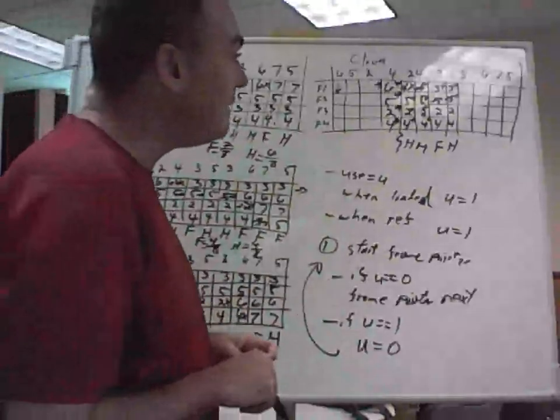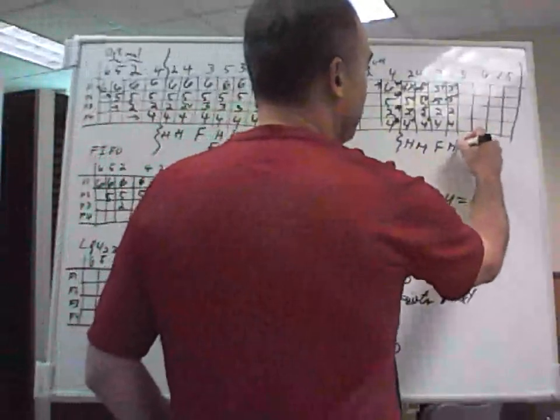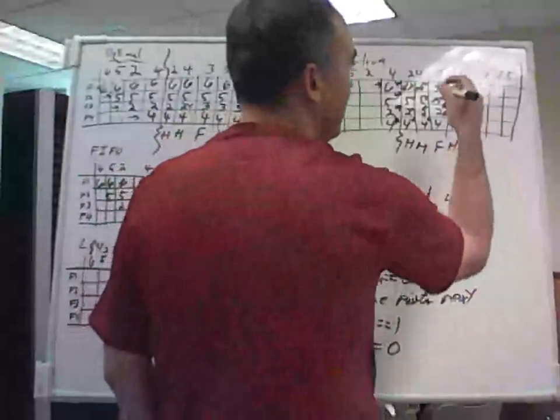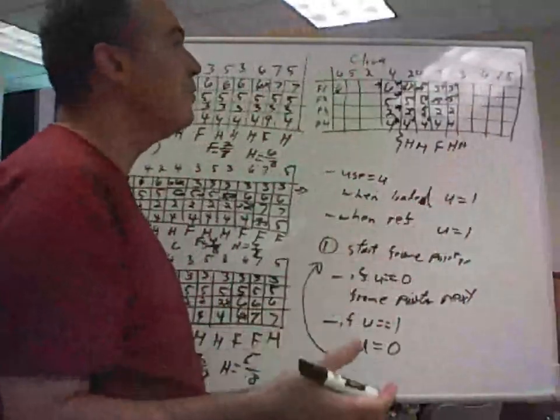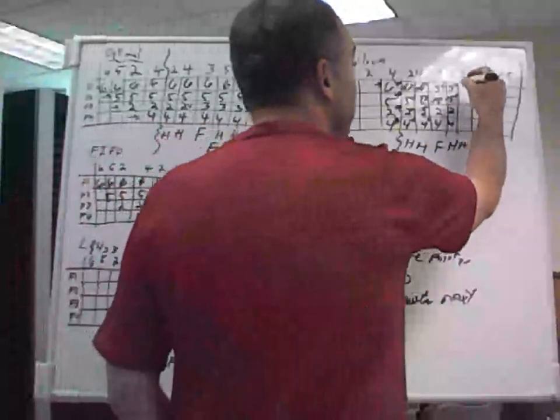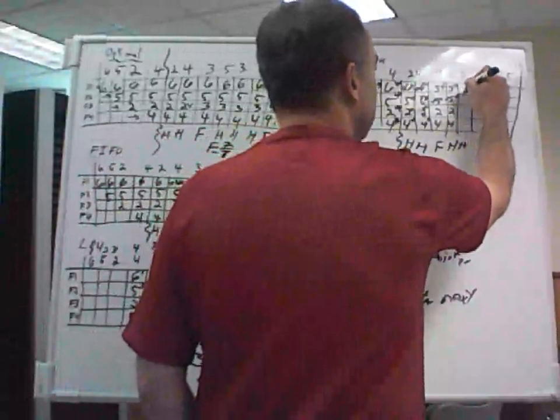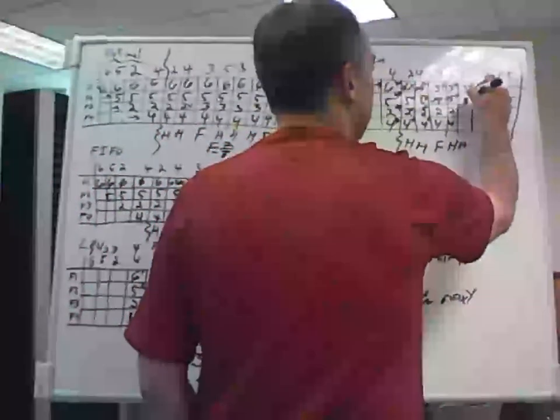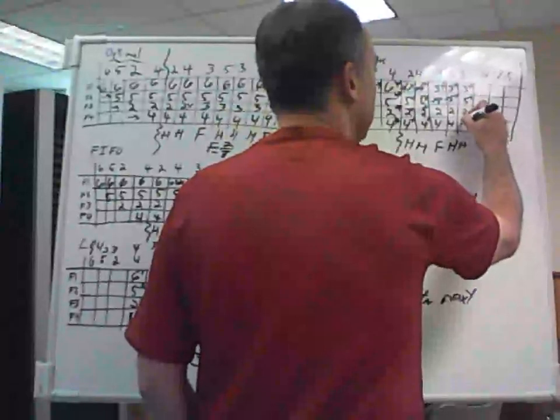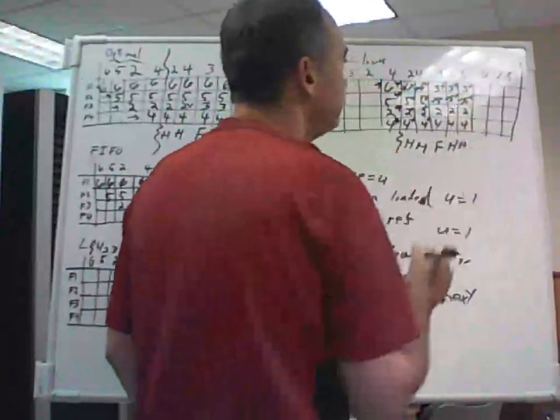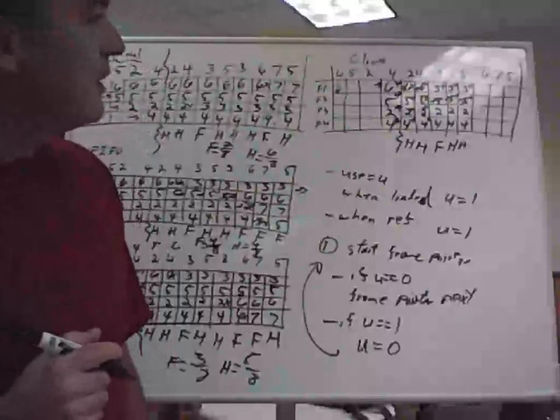Okay? So again, we have another hit for page 3. Page 3's use bit would get set to 1. It's already set to 1, so nothing really happens this time. So 3 has its use bit set to 1, 5's use bit is set, and 2 and 4's use bits are 0. And our frame pointer here is still at frame 2.